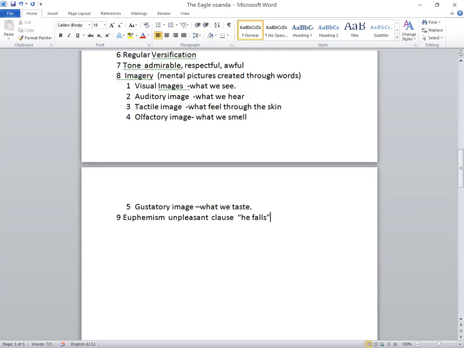to hide, H-I-D-E, hide the eagle's unpleasant aspect of killing animals. Full stop.